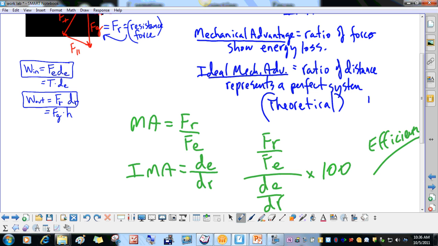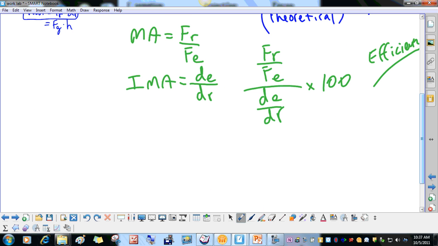And of course, you notice you got a fraction in a denominator. So you can flip that. So that becomes FR times DR over FE times DE. Let's take this and work it out. If you work this out, it's FR DR over FE DE, which we've already said is work out over work in, which we already said was the other equation. So is mechanical advantage and work out over work in really the same? MA over IMA is the same thing as work out over work in. It's the same thing. They're the same thing.